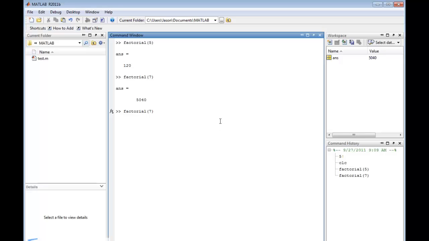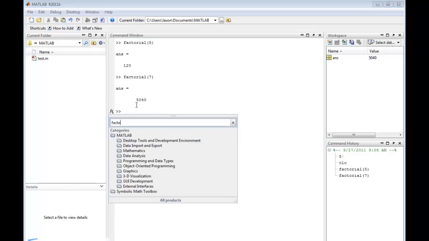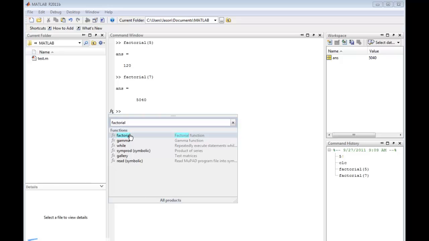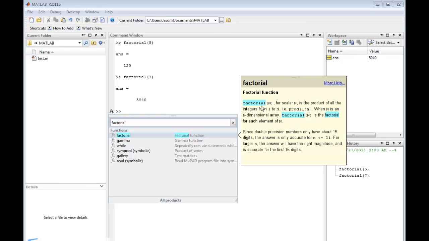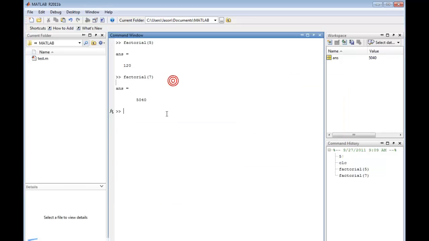It's pretty straightforward. Factorial is not something you'll use all that much, but occasionally when you define sequences and series in calculus, you'll be using it. And if you forget, you can always go to the help, type in factorial, and hover over it, and it'll tell you it's factorial. You pass n, where n is a scalar, which is a number, and it gives the product of all the integers from 1 to n, along with all the information about what exactly it's doing.